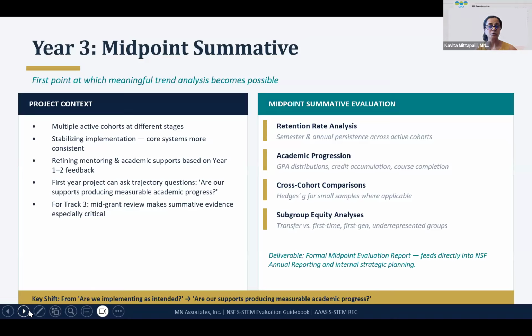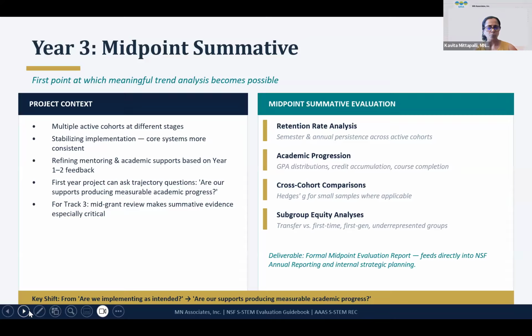Typical activities include retention rate analysis, academic progression tracking, cross-cohort comparisons wherever it's feasible, and also subgroup analysis. You also want to be able to see transfer versus first time in college, first gen, and other groups. For track 3 projects, this often coincides with the mid-grant review, making emerging evidence of outcomes especially important.